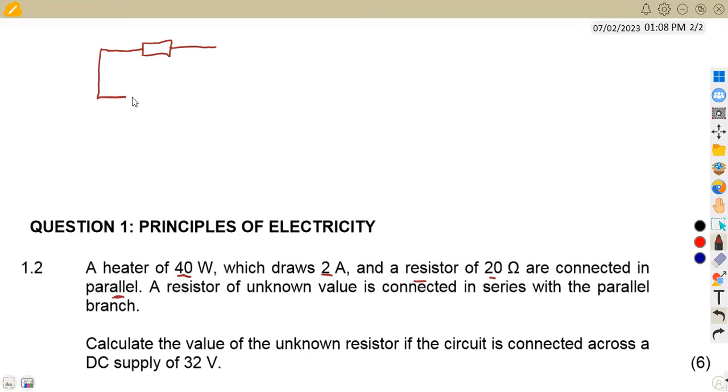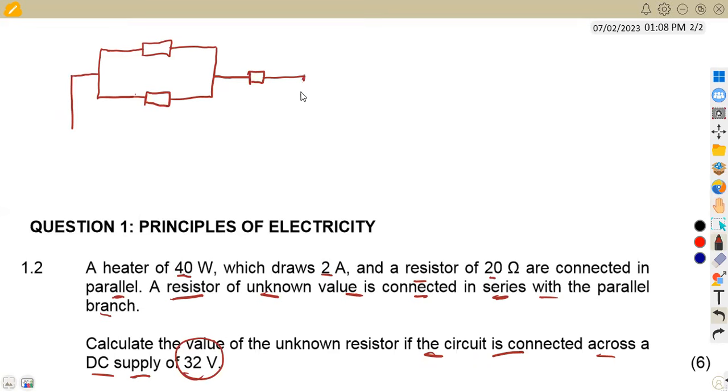So this is connected to a resistor of 20 ohms, like this. All right, so these are connected in parallel. Then from there, a resistor of unknown value is connected in series with the parallel branch. So there is a resistor here which is connected in series with the parallel branch, and that is what you're given. Calculate the value of the unknown resistor if the circuit is connected across a DC supply of 32 volts.